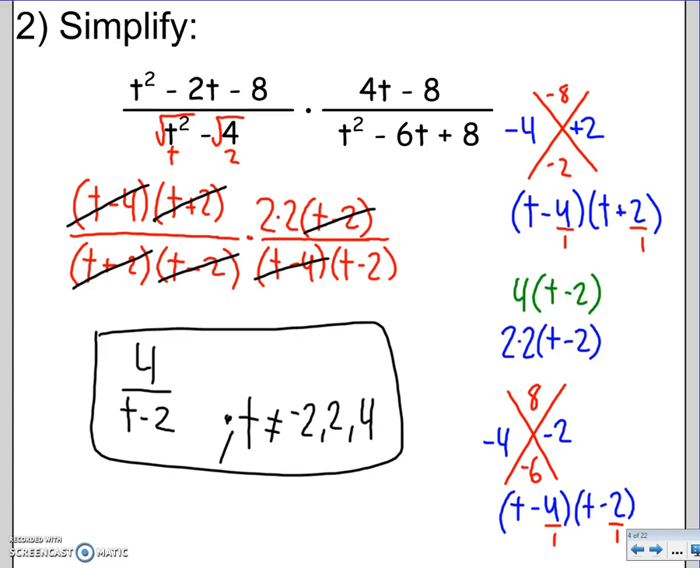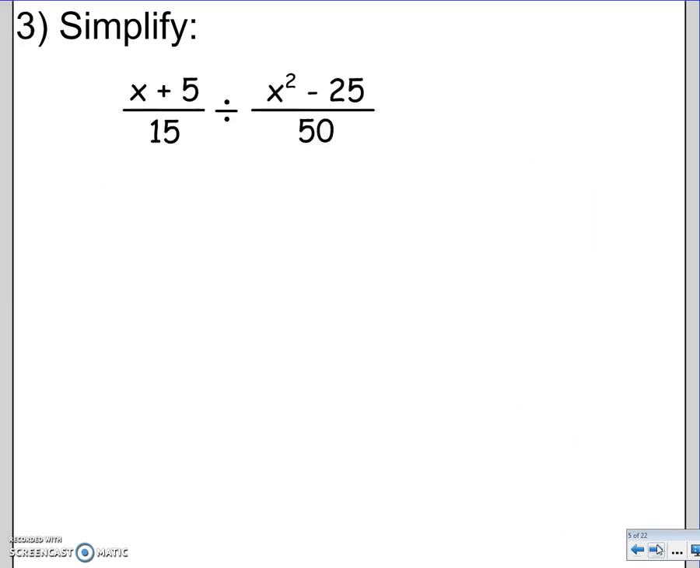Alright. Number 3 on the test looks like this. Simplify, it's division. Remember, we don't divide, we only multiply. The first thing I do is fix it to multiplication. I flip it. So the first fraction stays the same, times, flip that second fraction. Now it's like that last one we did, where it's fraction times fraction, 3 steps.